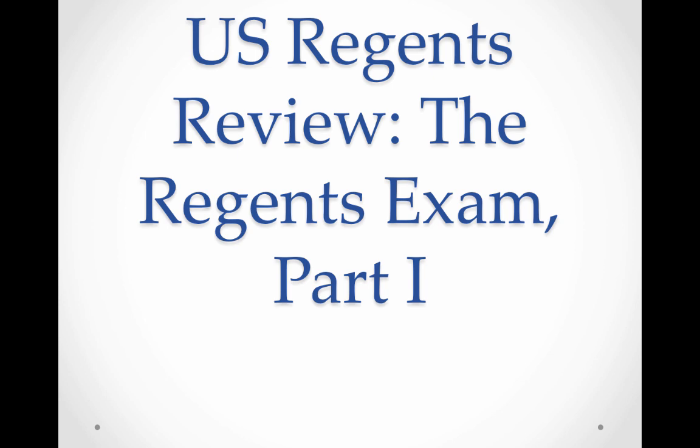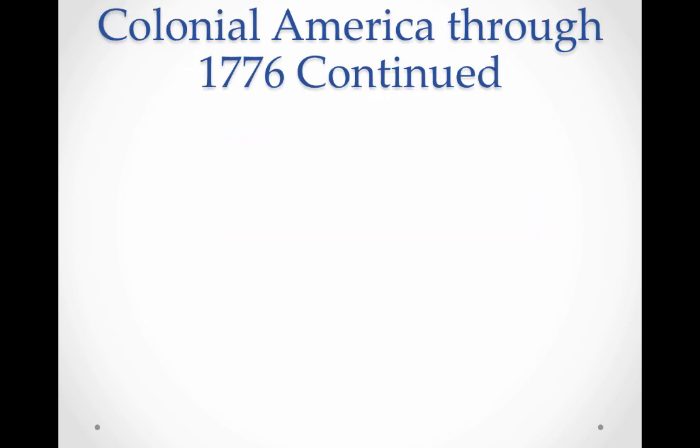And we have part one for you today of the Regents exam review. This one is going to go from Colonial America all the way up to the Civil War. So let's get started, starting off with Colonial America through 1776. All right, so colonies, British colonies specifically, right? That's what we're looking at. 13 of them. That's right.